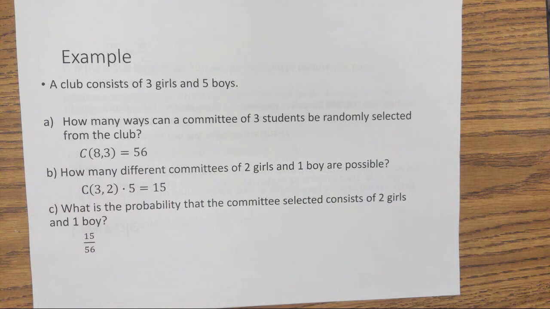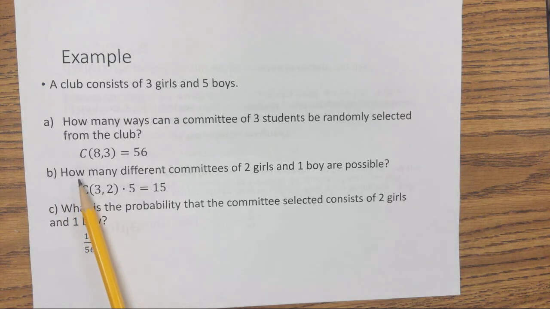Okay, so I'm just picking 3 students at random. I don't care what order they come in. I don't care who they are, whatever. Boy, girl, it doesn't matter. I'm just picking 3 students. So because of that, this is going to be a combination. Total number is 8. Number of slots I'm picking is 3. Plug it into my calculator. I get 56. Pretty easy.